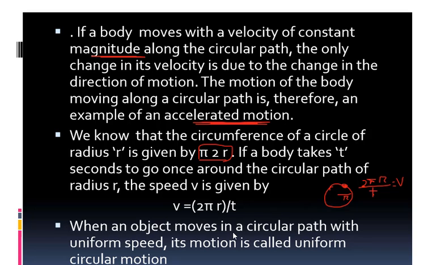Now, when an object moves in a circular path with uniform speed, its motion is called uniform circular motion. Suppose a body is moving in this circular path with uniform speed, with constant speed. It is also known as uniform circular motion. Uniform circular motion means in a circular path, the body is moving with the same speed, constant speed. That is uniform circular motion. So hopefully I'm able to make you understand the meaning of uniform circular motion. If you have any doubt, you can ask me in the comments.